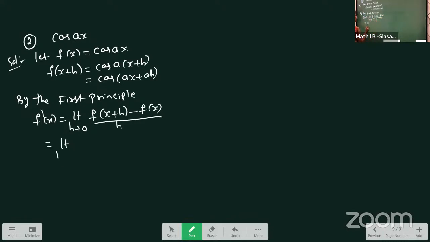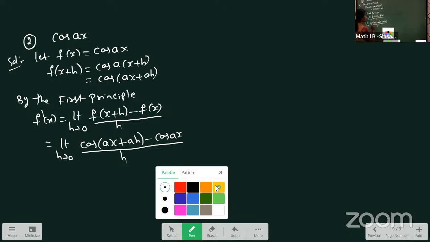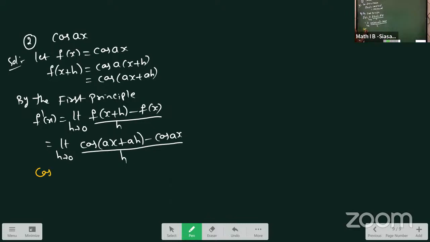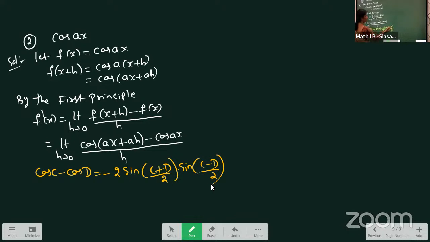Substitute both the values. Limit h tends to 0, f of x plus h is cos ax plus ah minus f of x is cos ax, by h. Observe this. It is in the form of cos c minus cos d. So apply the cos c minus cos d formula: minus 2 sine c plus d by 2 into sine c minus d by 2. If you don't want to write minus before, you can write sine d minus c by 2 also.